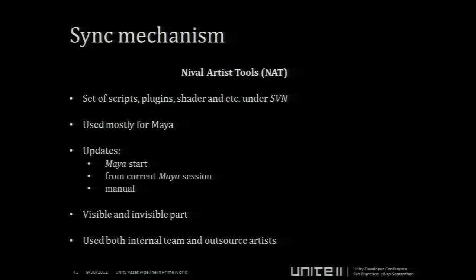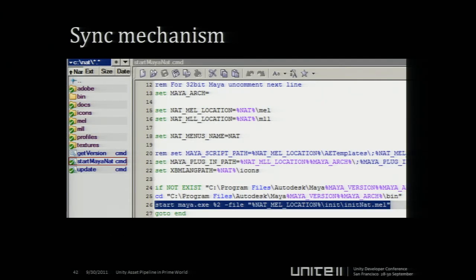There are two parts in this tool. We have a visible part: an extra menu in Maya that contains all the information about the tools, and you can call and open any tool you need. And there's an invisible part which we use to have the same settings on all Maya versions, on all the machines that are involved in the project. Things like the up axis, the frame rate for the animation, and other stuff like that. As it's just a set of files under SVN, we can use it both for the internal team and our outsourced artists.